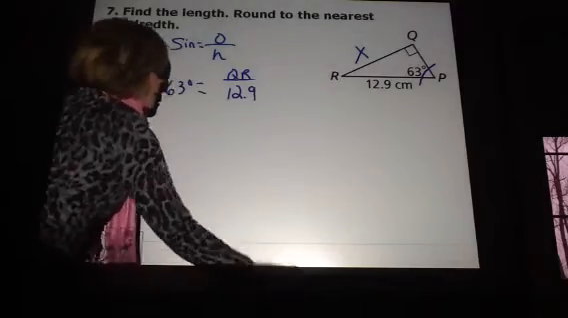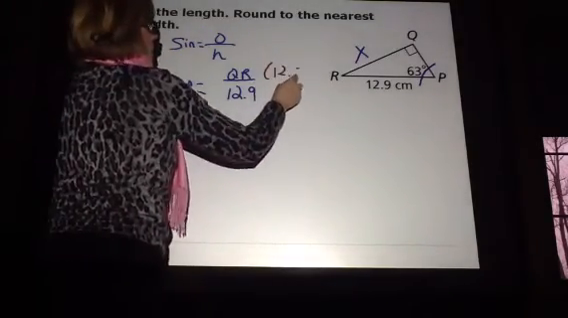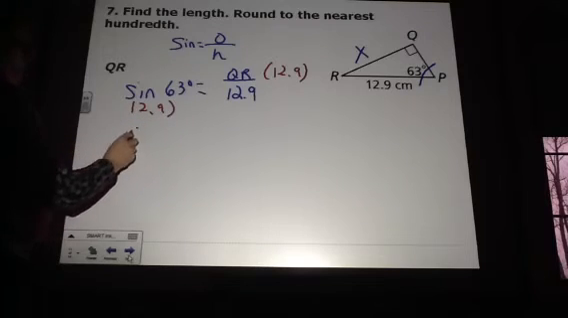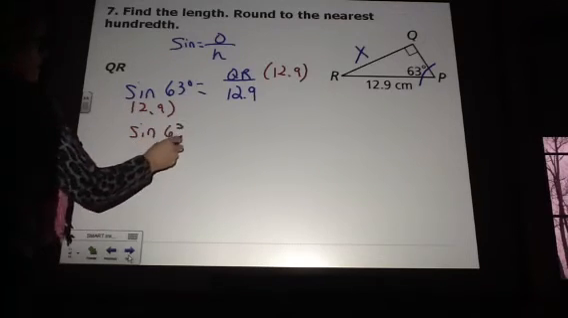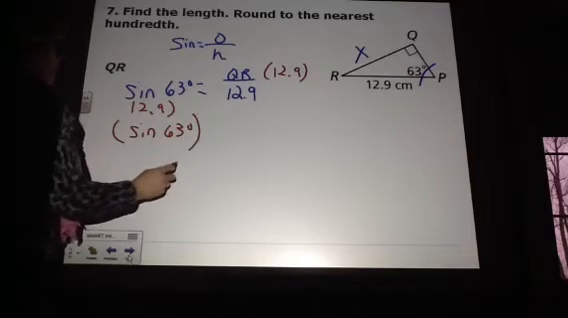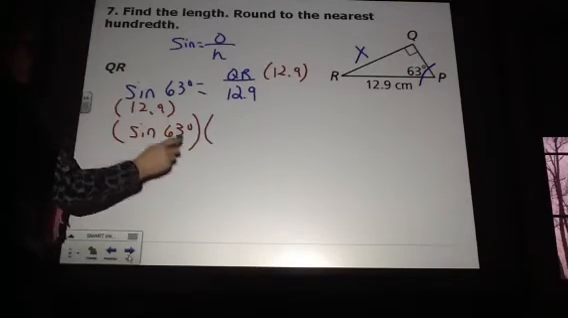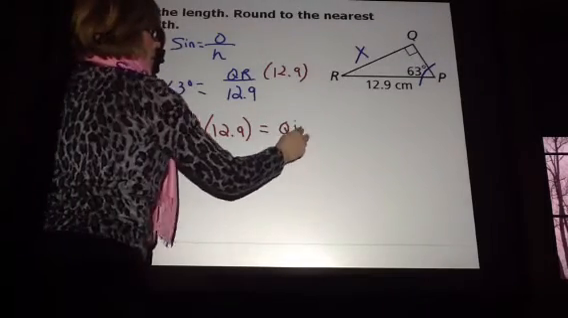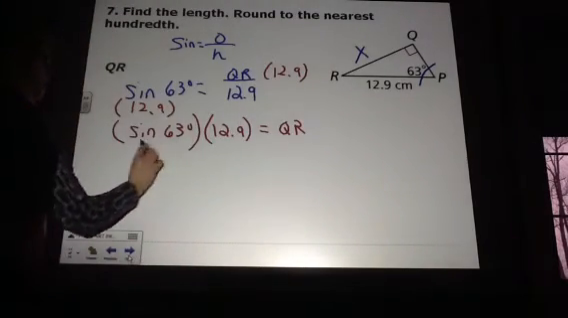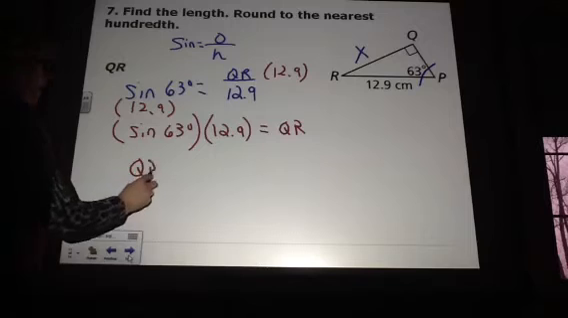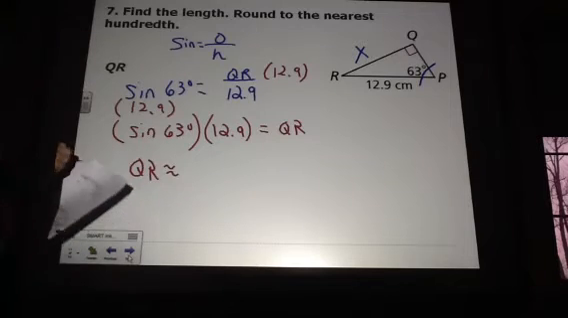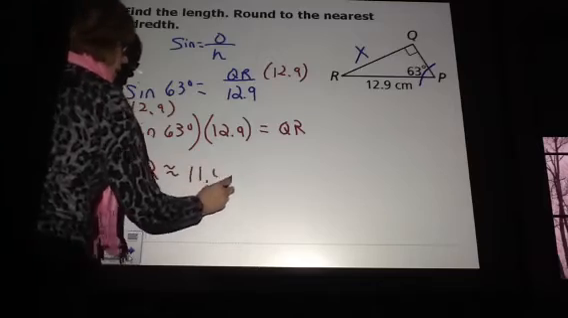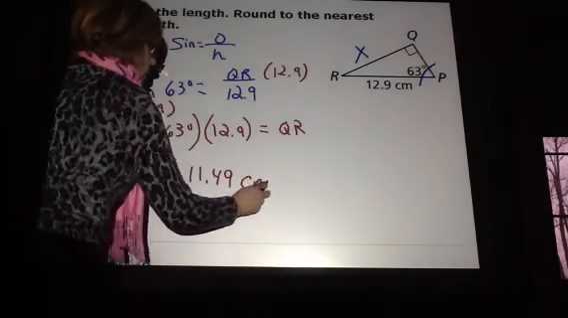Okay, solve it like an equation. Multiply both sides by 12.9. So I have the sine of 63 degrees times 12.9 equals the measurement of QR. Key all this in your calculator. Then, at the very end, round to the nearest hundredth, and you should get 11 and 49 hundredths, and we're talking about centimeters.